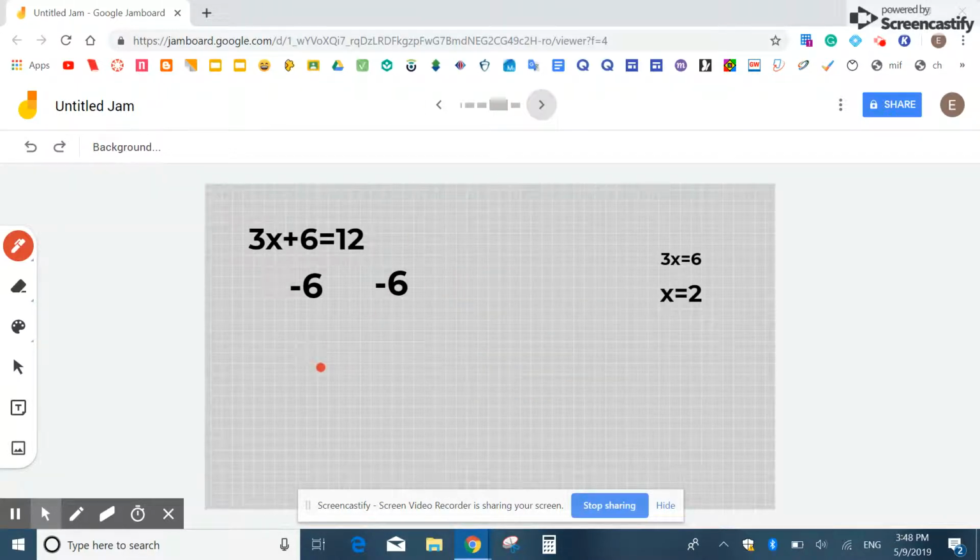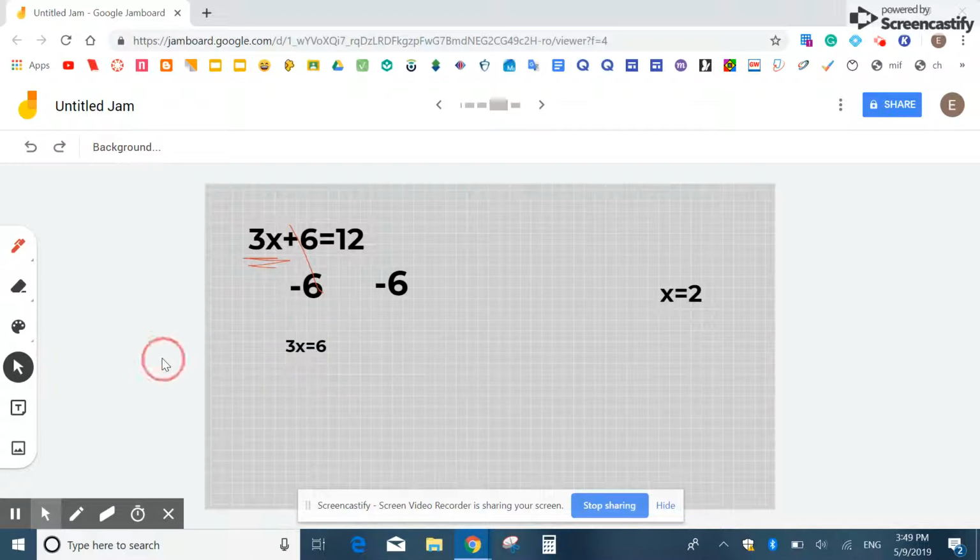Now here we have 3x plus 6 equals 12. This is just some simple equation, and so what we want to start with is, of course, getting 3x by itself, and the way to do this is to even out this positive 6 by subtracting 6 from both sides. So once we subtract this, we get 3x equals 6, and let's bring this over.